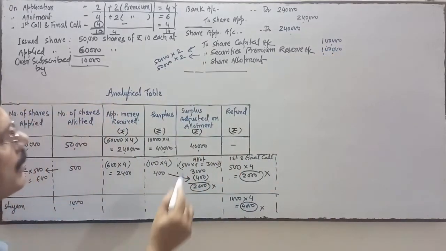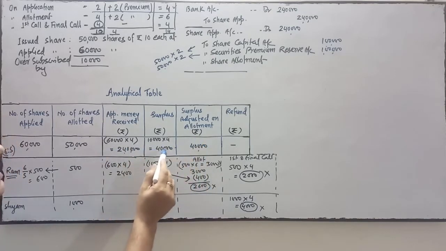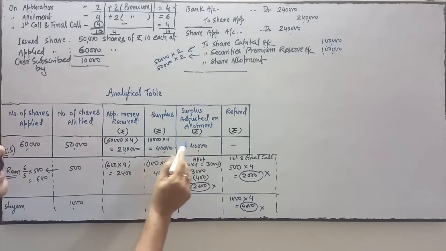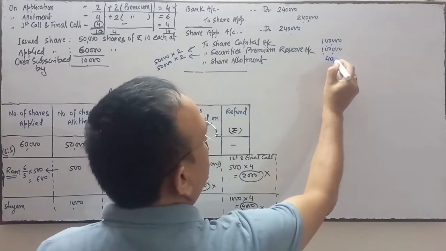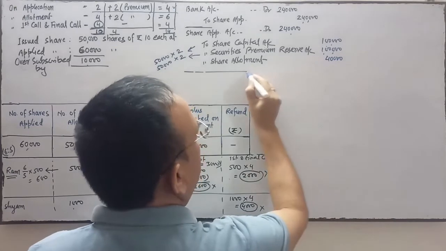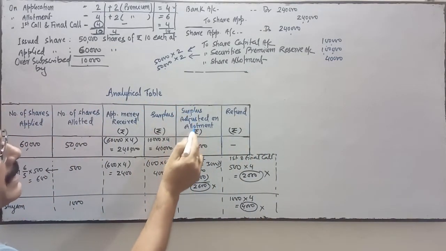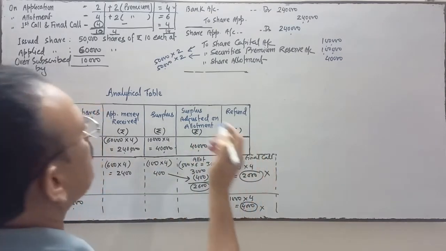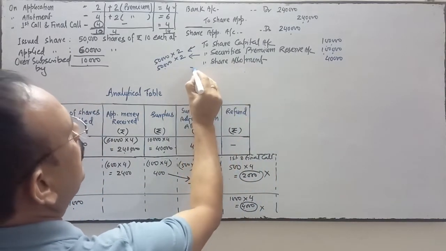And come over here on allotment, how much you have adjusted on allotment. See this working. Surplus 40 is adjusted on allotment. So this adjusted on allotment is 40. This 40 comes from where? This 40 comes from this analytical table in this line. Now come to the next transaction, share allotment.